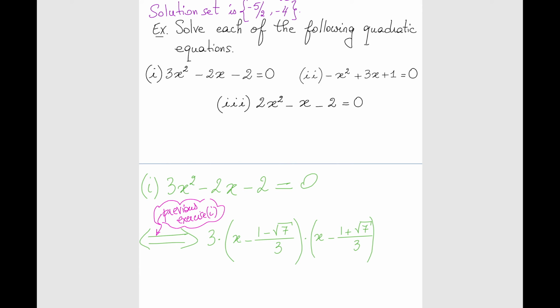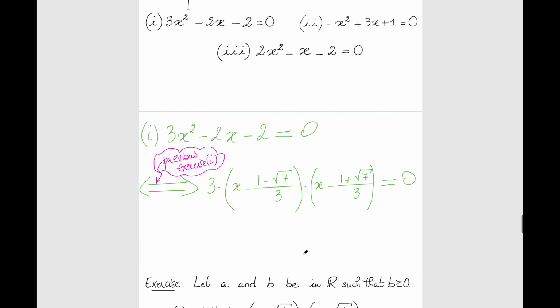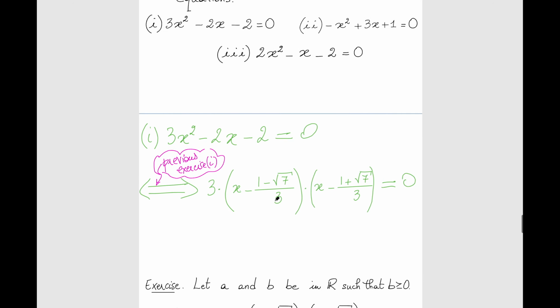Why? Because I wanted to see when that is 0. Well, the left-hand side is exactly this product. So if you wanted this to be 0, then you're asking for this product to be 0, right? All right. And now the 0 factor property kicks in.